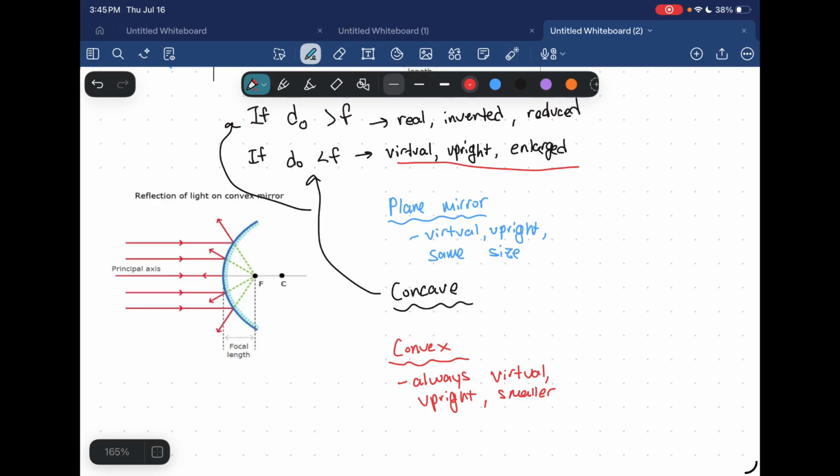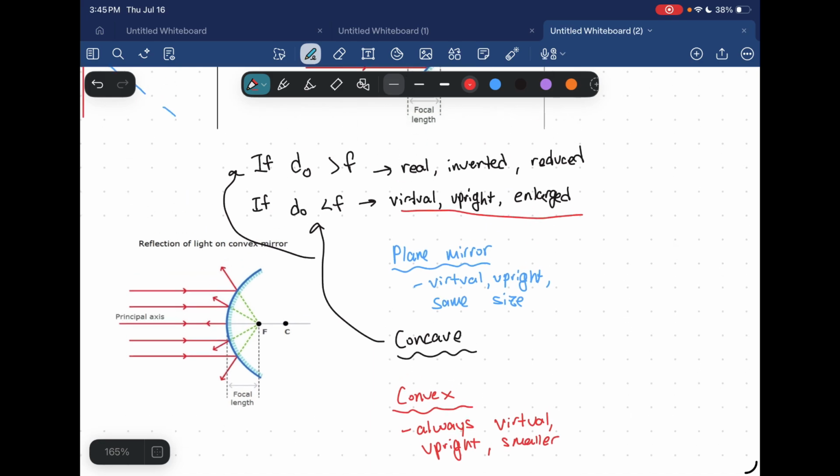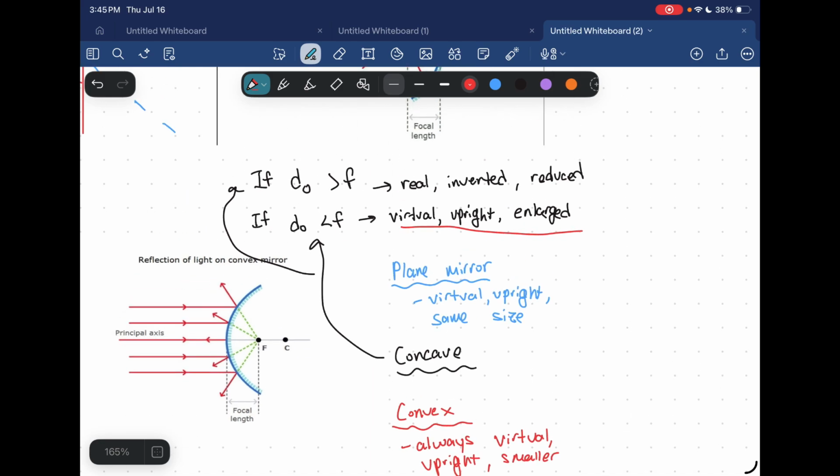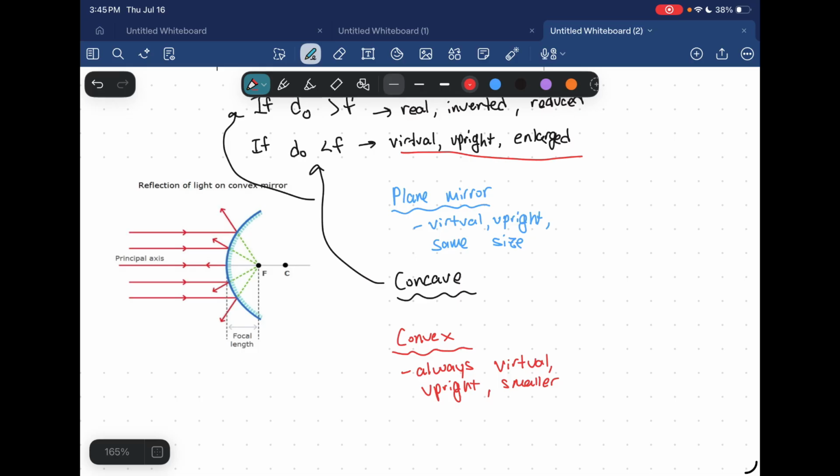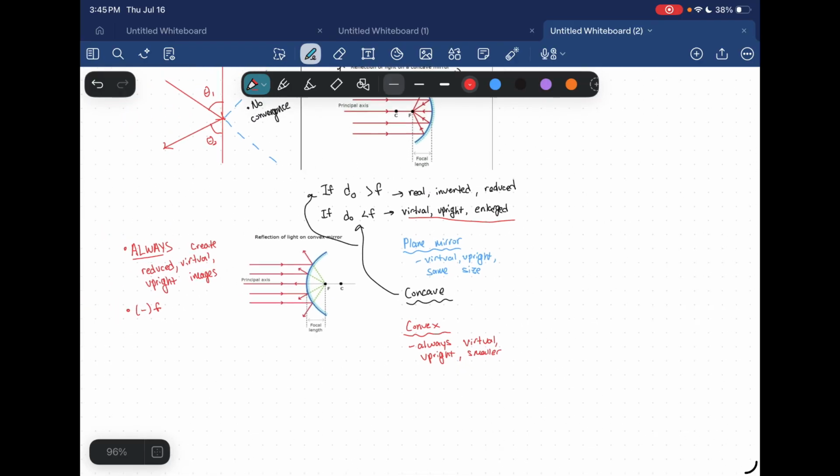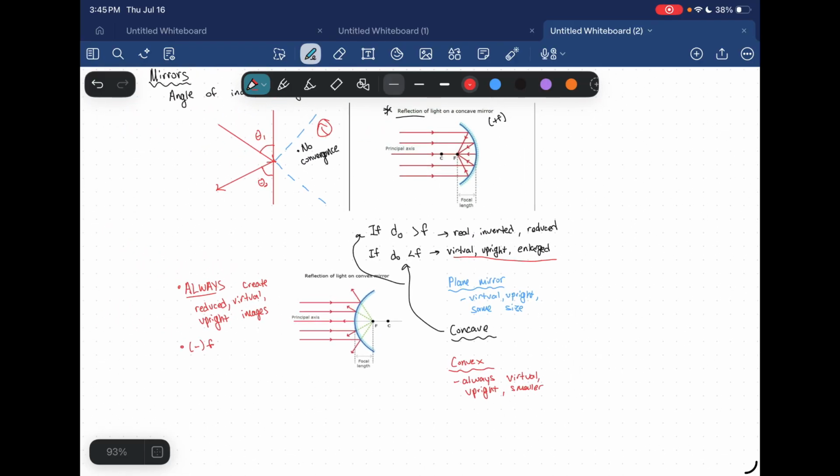Plane mirrors create virtual, upright, same-size images. Concave mirrors can create real or virtual images depending on object location with respect to focal length. And convex mirrors will always create virtual, upright, smaller images. So remember, mirrors never create or bend light. They only change the direction of light through reflection. The image depends on whether those reflected rays actually meet or only appear to meet.